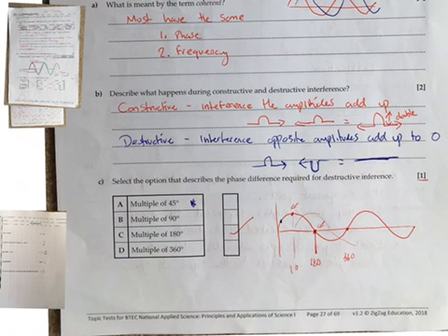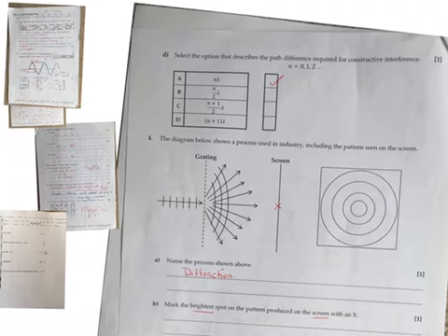Select the option that best describes the phase difference required for destructive interference. Well, it's going to be at this point, like I said, 180 degrees. So that's why that box is ticked. It's not going to be at 90. If you've got 2 at 90, that's where your constructive interference is going to happen. But your 180 happens to be destructive there.